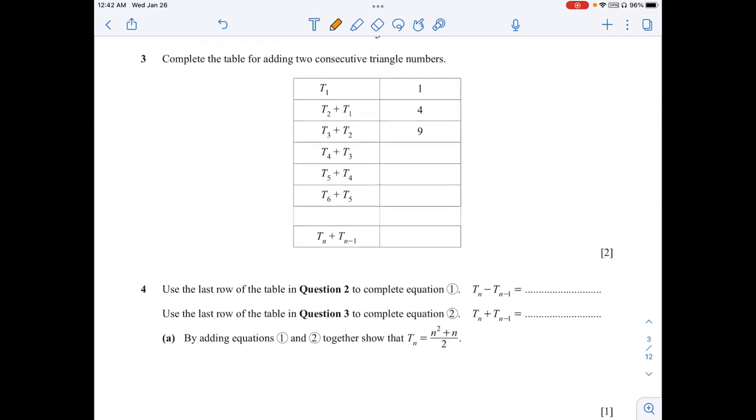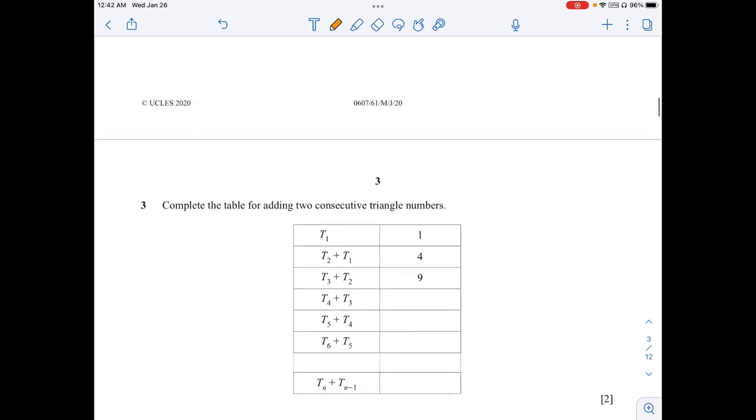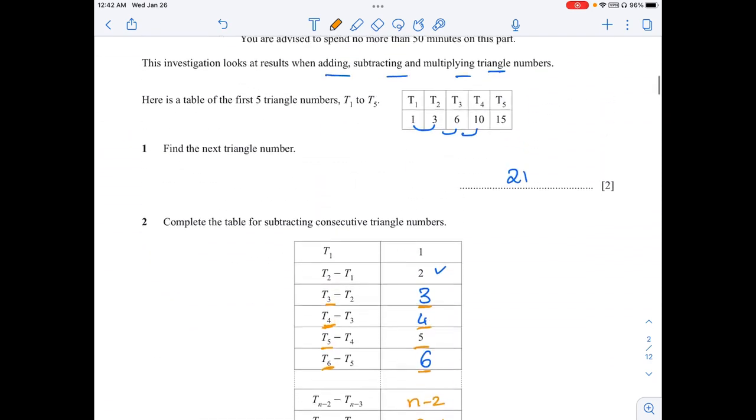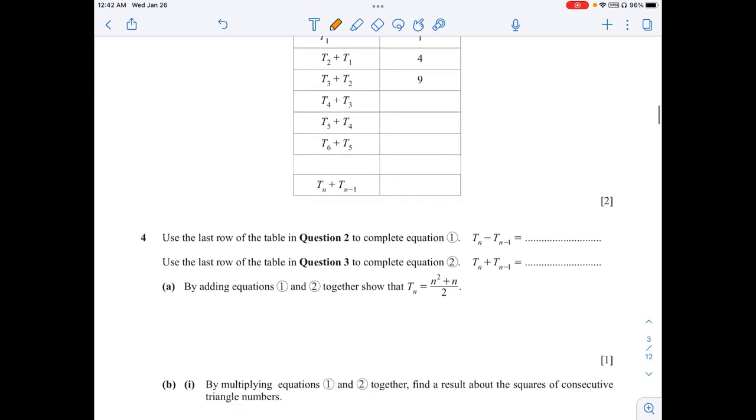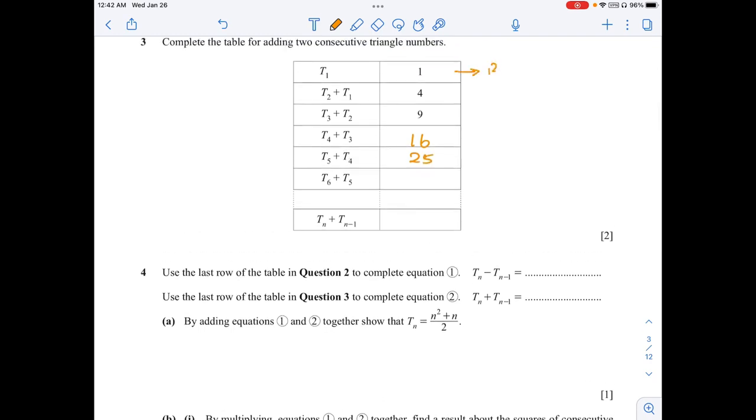Now complete the table by adding two consecutive triangle numbers. T2 plus T1 is 4. Next, if I add, it becomes 9. If I add the next two terms, 16. Then it becomes 25. So 1, 4, 9, 16, 25: you can see they are perfect squares. It is 1 square, 2 square, 3 square. You need to identify the pattern as soon as you see the table. 5 square, so this has to be 6 square, which is 36.